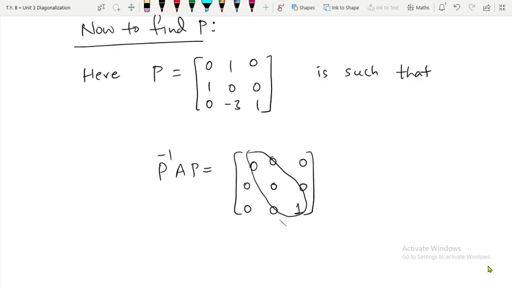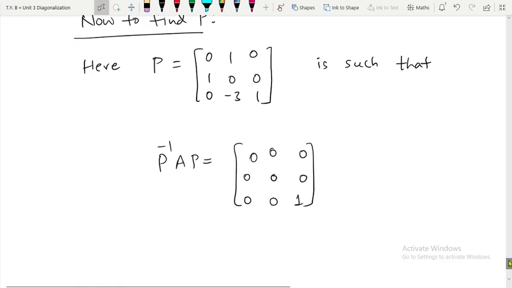So this is the important thing to note. So that's all about this example. I hope now you will be able to solve the examples on diagonalizable matrices.